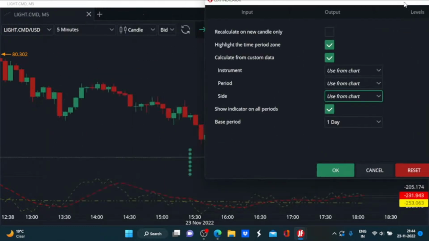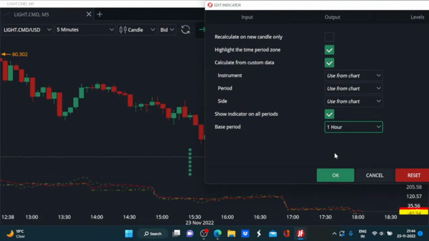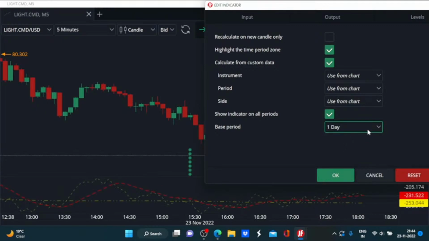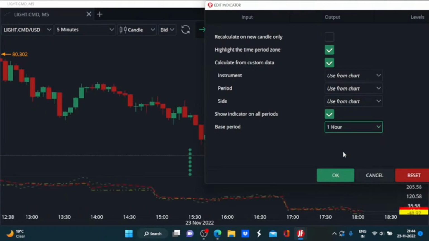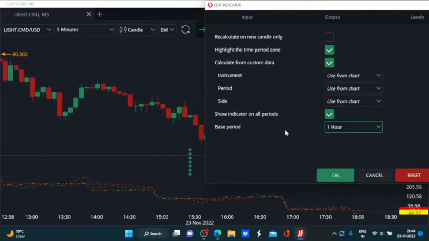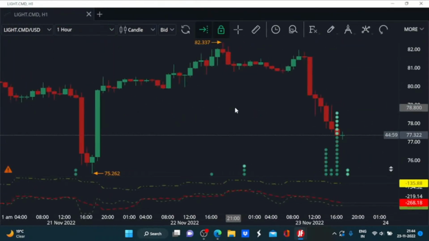Now I am going to restore it to show the indicator on all the periods. Base period. Let's see if there is going to be any change when I change the base period. Yes, for this indicator, the base period is going to play an important role. So you will have to define on which time frame you want to use this indicator, and accordingly you will have to define the base period, and we will have the plotting of the indicator done. So now I am going to restore it back to hourly and change the chart to hourly as well.